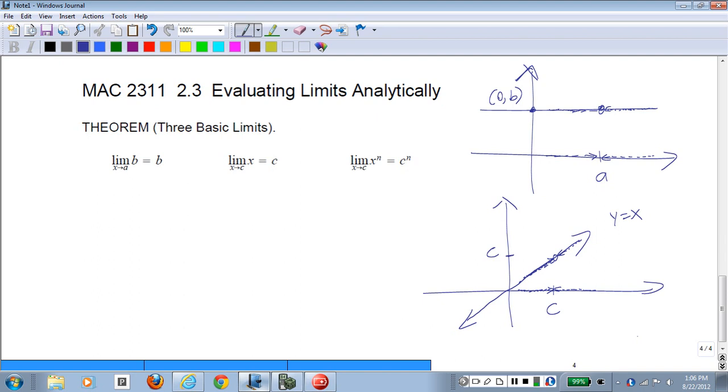Would you feel better with an epsilon delta proof of this? Or is it sufficiently intuitive as it is? I think we can do one, but I think we'll skip it nonetheless.